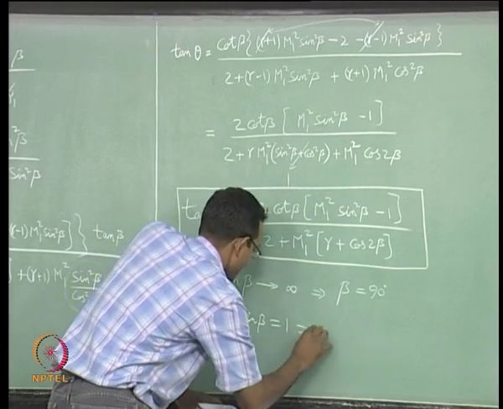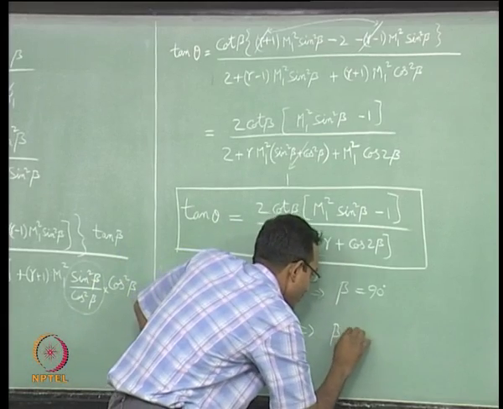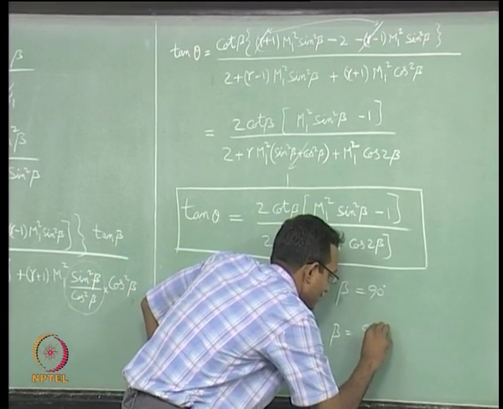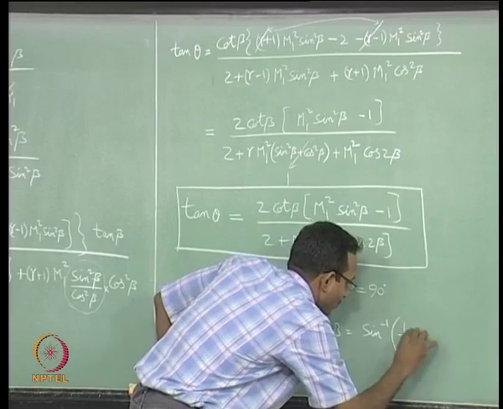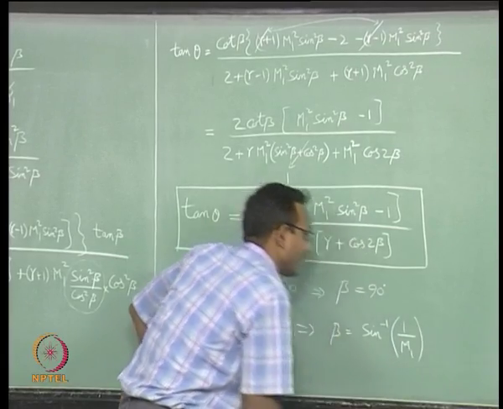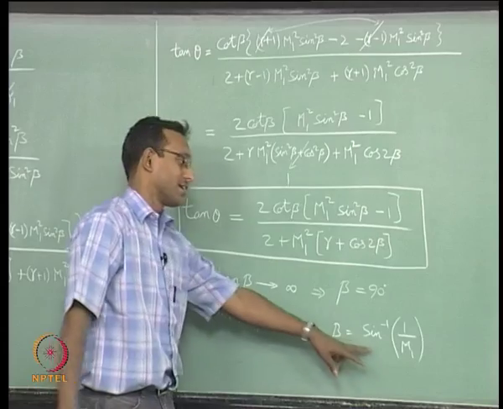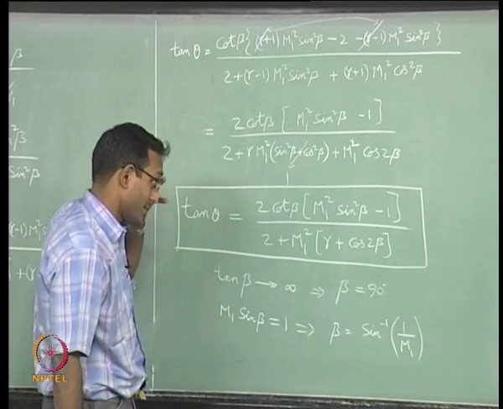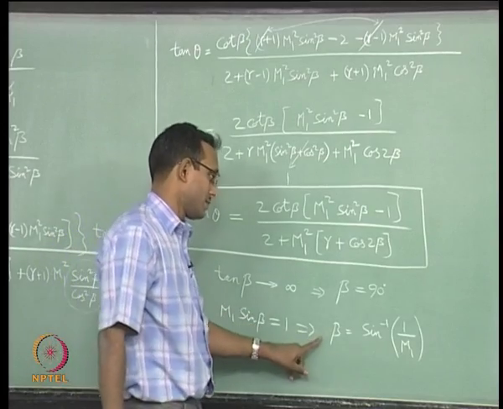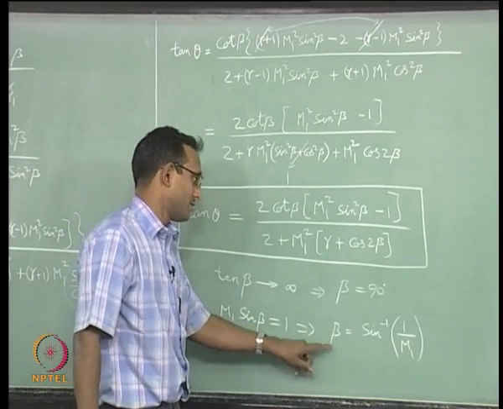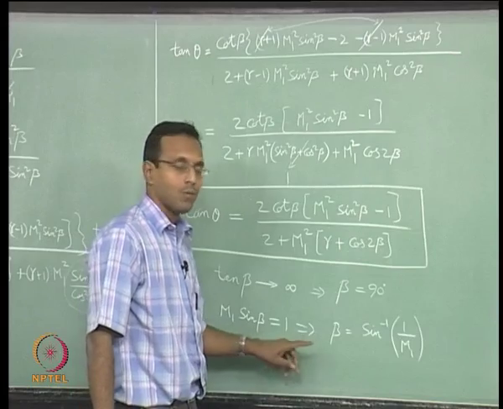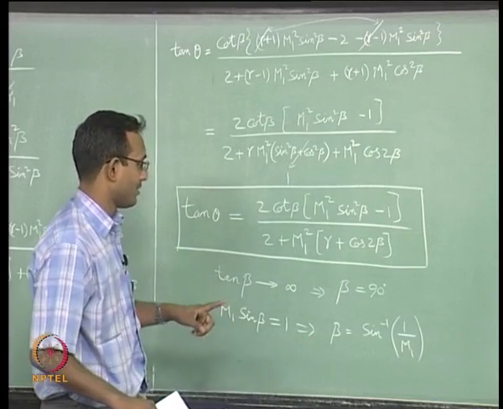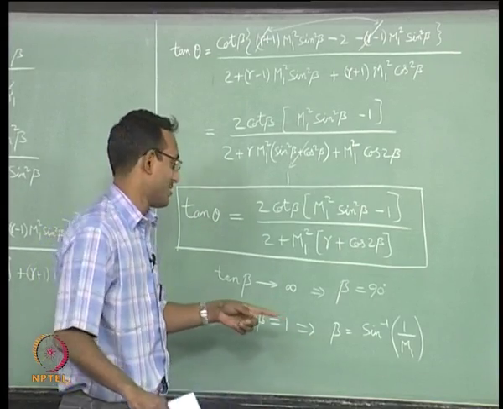So, this implies that beta is sin inverse of 1 by M1, which is your Mach angle. So, we are finding that we have solutions for beta anywhere between this to this. What if, oh, I did not, I just jumped ahead of myself.